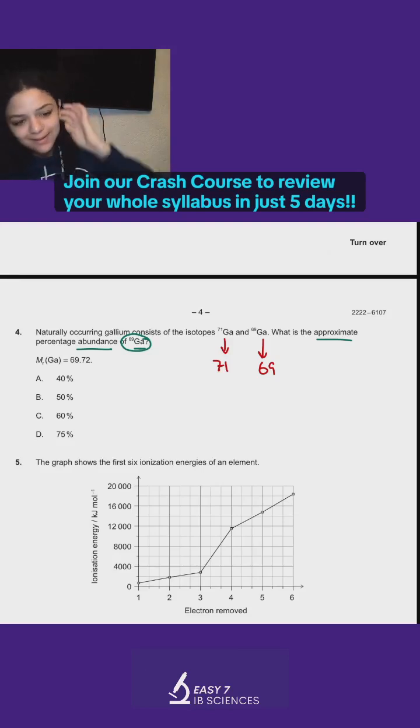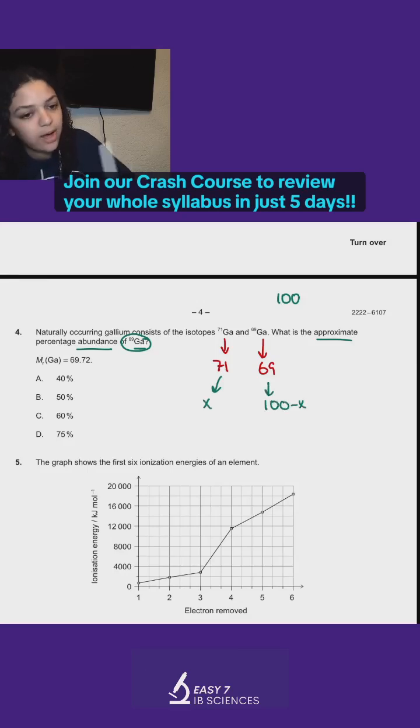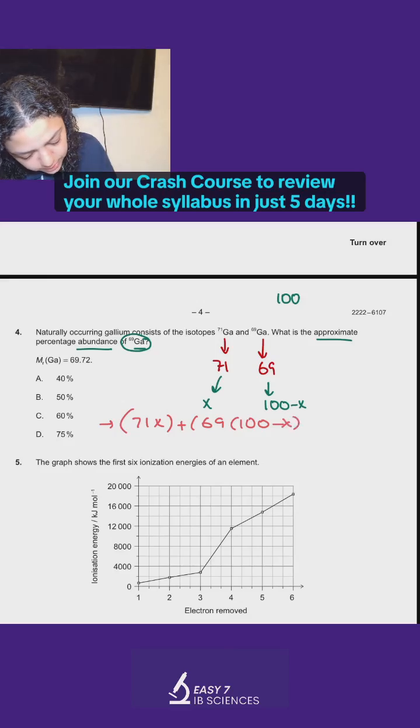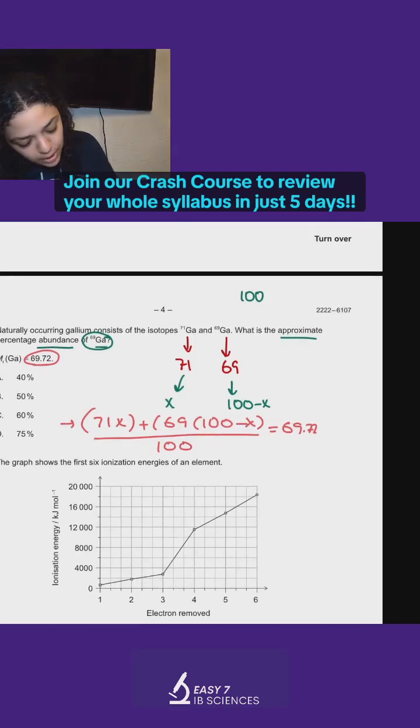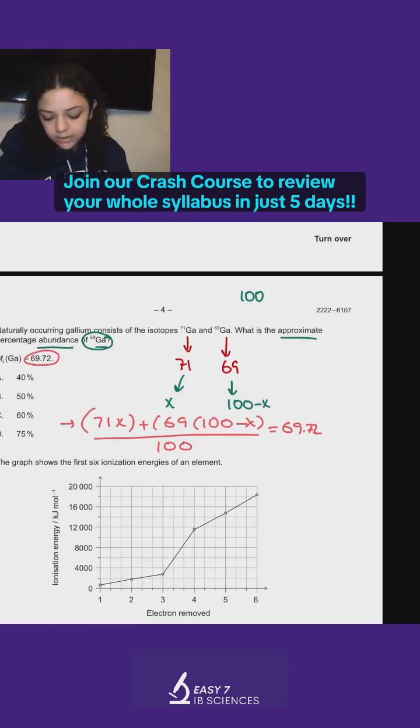Okay, so for this isotope question, what do you do? Well, you know that both isotopes have to add up to 100%. So you're going to say let 71 be x percent and let 69 be 100 minus x percent, because they both have to add up to 100. Then I just plug it into my normal isotope calculation: 71 times x plus 69 times 100 minus x, divided by 100, should give me this exact atomic mass, which is 69.72. And then I can just rearrange this equation and solve for x.